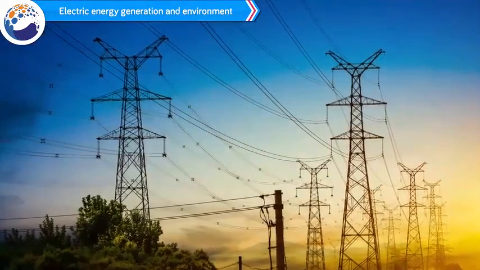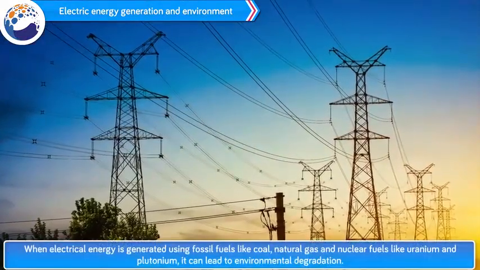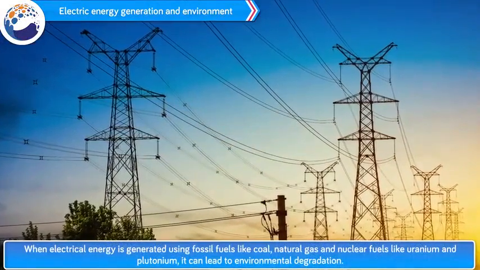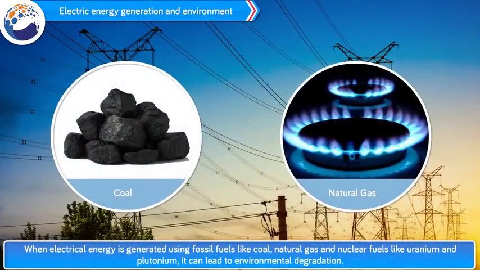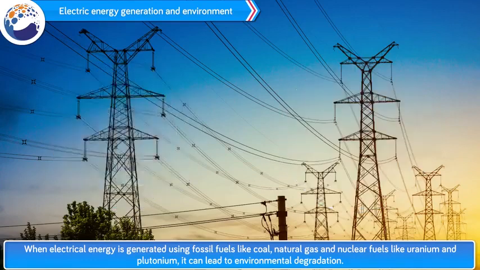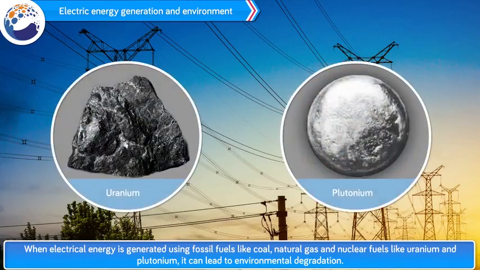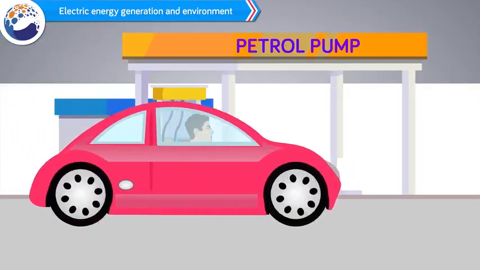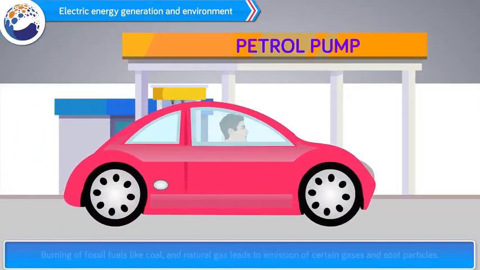Electrical energy generation and environment. When electrical energy is generated using fossil fuels like coal, natural gas, and nuclear fuels like uranium and plutonium, it can lead to environmental degradation. Number 1. Burning of fossil fuels.